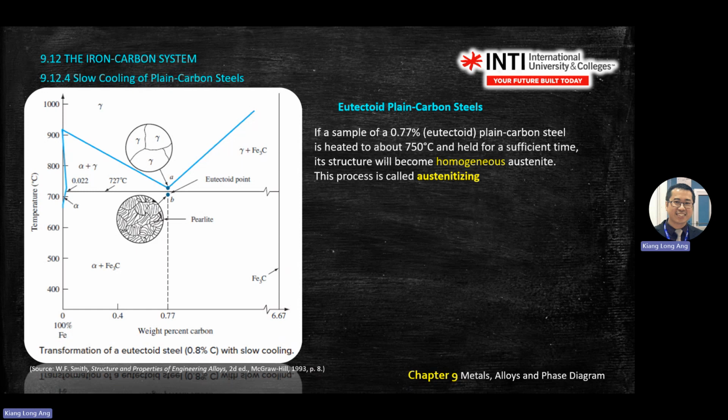Here is gamma. You drop from this point. Here is full gamma. If you move to the left, you will see alpha and gamma. If you move to the right, you will see gamma and carbide. And there's a small gap here. So the eutectoid is this line. Below 727, you will get eutectoid. This black line below is alpha plus Fe3C.